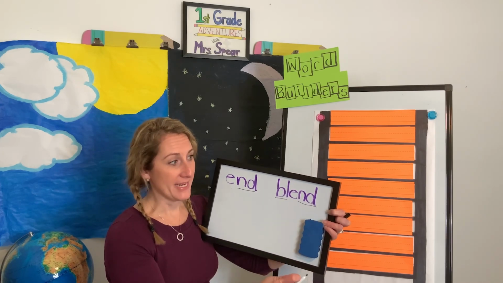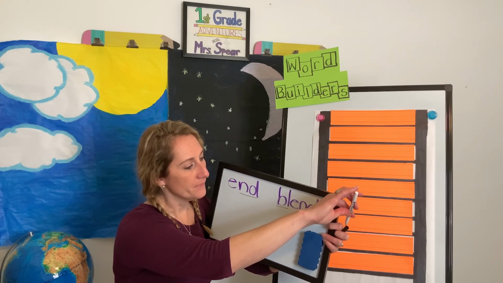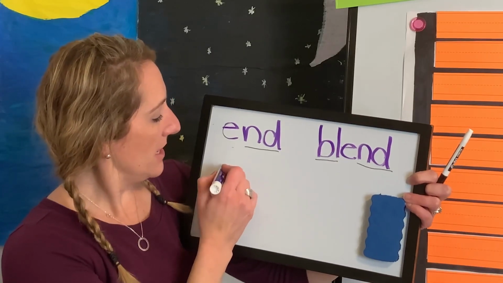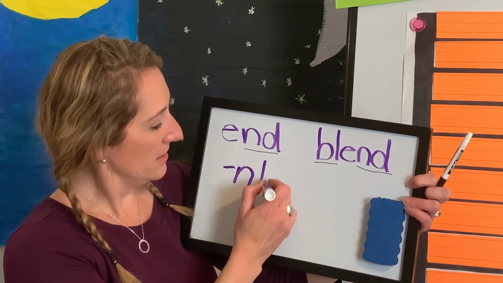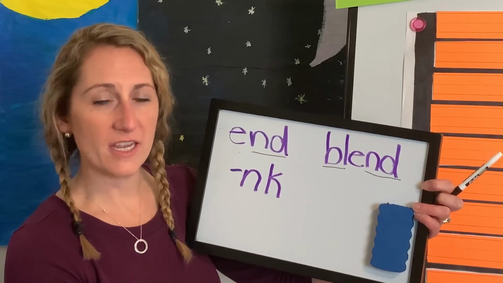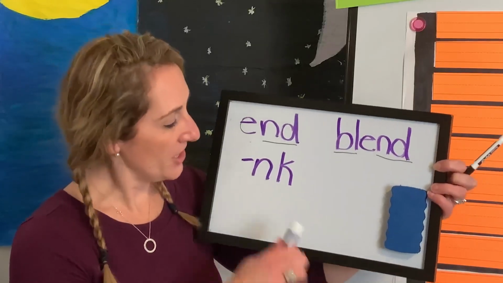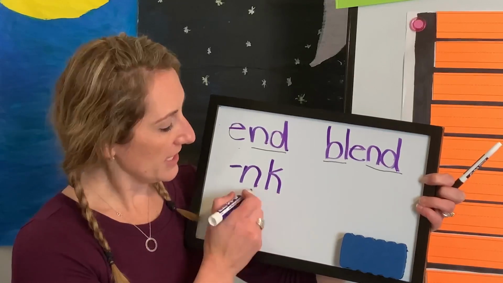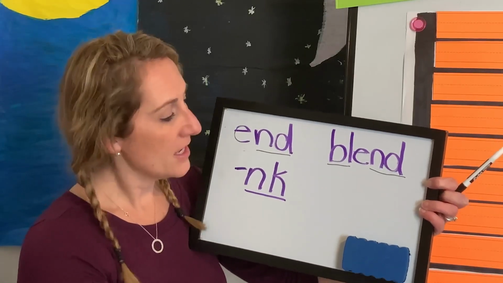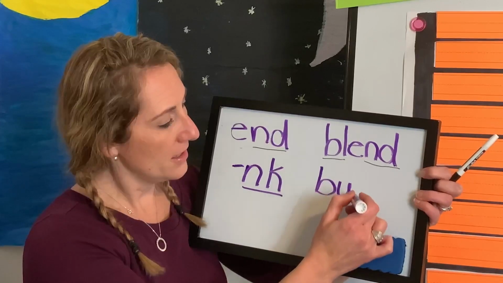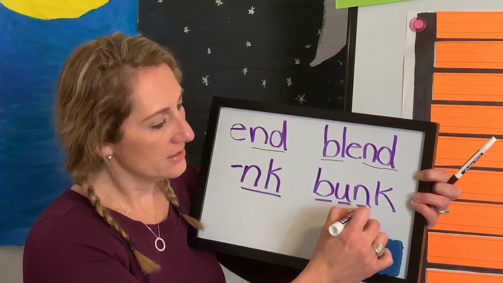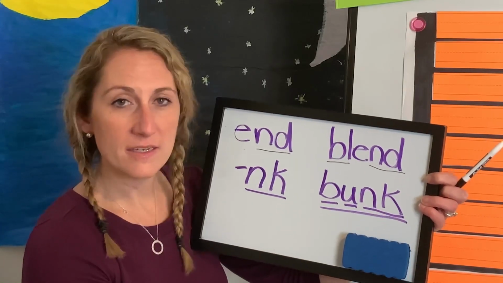The next blend that I want to talk to you about today is N and K. This is what it sounds like. Nk. Can you say nk? Good job. You can still hear the n and the k, but we put them together and they say nk. Like in this word, bunk. I can say nk, bunk. It helps me to read bunk faster.